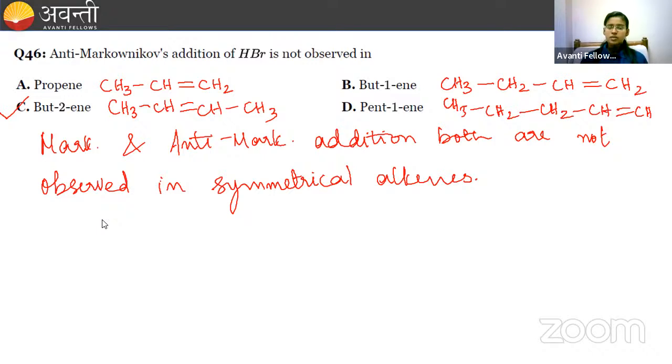So again, it is unsymmetrical. So both the additions can be observed. So only in a symmetrical system, the anti-Markovnikov addition of HBr is not observed. So among the four options, but-2-ene is the symmetrical alkene. Okay. Which is the correct answer for this question.